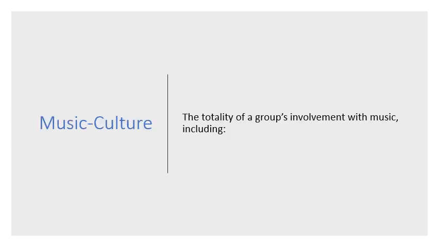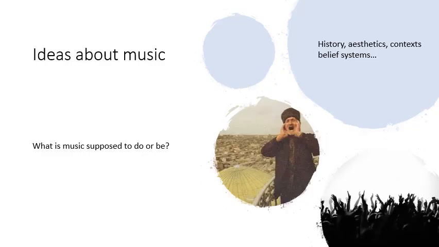So what is a music culture? As you read in your assigned reading this week, the music culture is the totality of a group's involvement with music. And that includes ideas about music, like what is music supposed to be, or what does it do, what function does it serve? And the ideas about music can include music's history, its aesthetics, the context for its performance, and belief systems that underpin the performance of music.